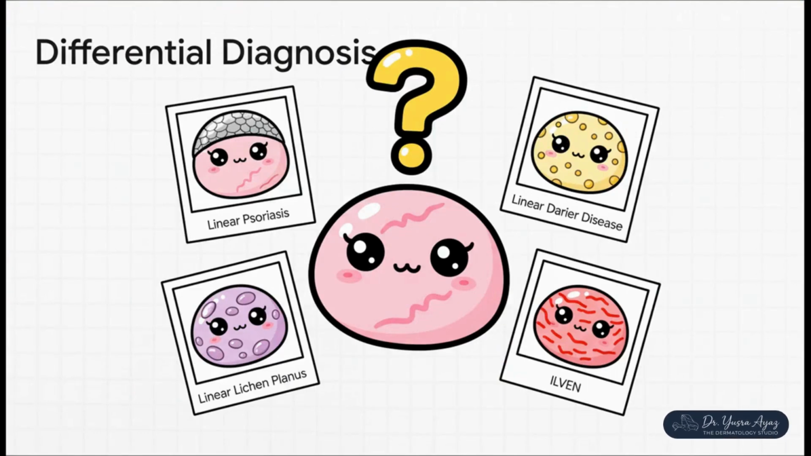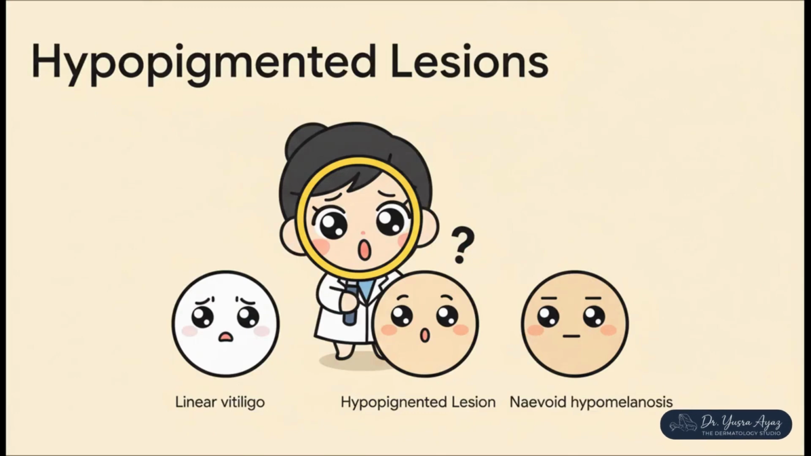Well, not always. Because of that linear pattern, doctors have to rule out a whole list of other conditions that can look suspiciously similar. We're talking linear versions of common things like psoriasis and also some rarer genetic disorders like Darier disease. Each one has its own subtle clues that help tell them apart. And to get even more specific, if the lesion is light-colored, what we call hypopigmented, then two other conditions, linear vitiligo and nevoid hypomelanosis, have to be considered and ruled out as well.